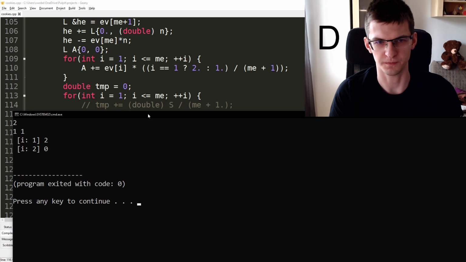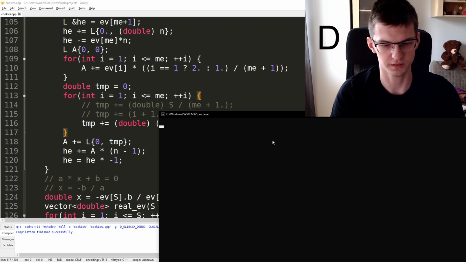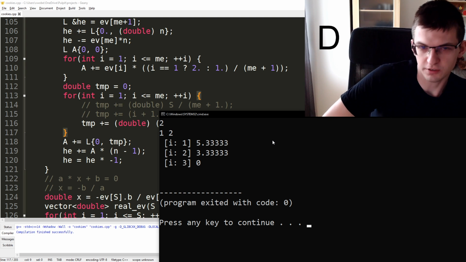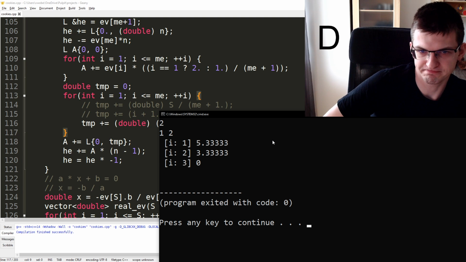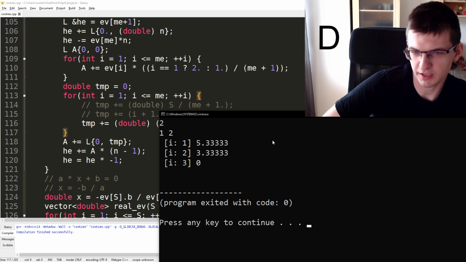Well, correct now. What about harder case? Is that correct? How can I check that? How can I get the answer from this?